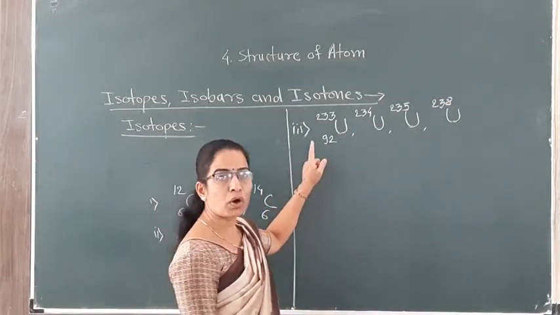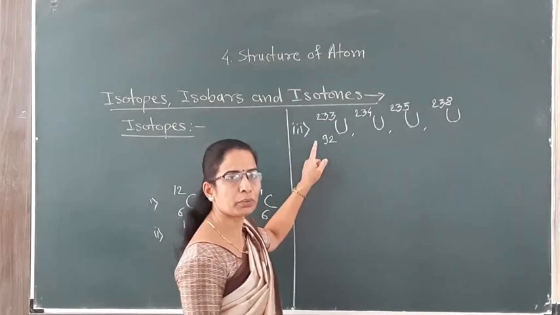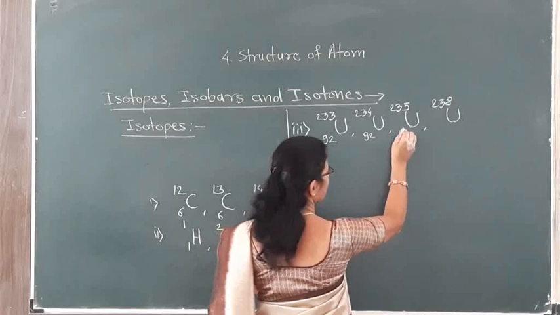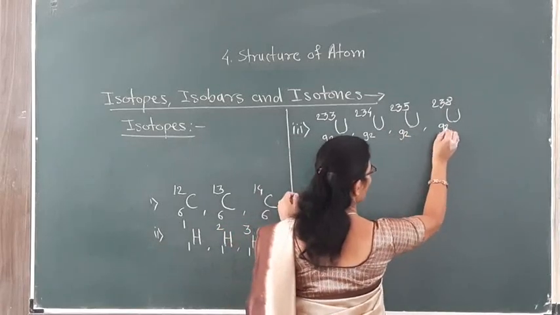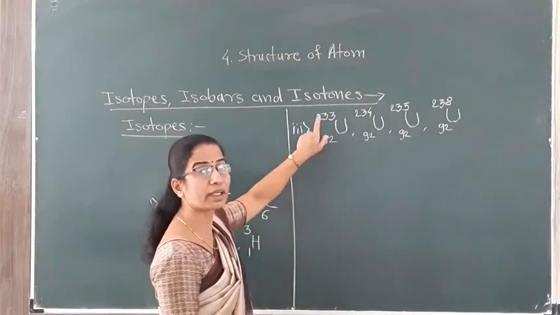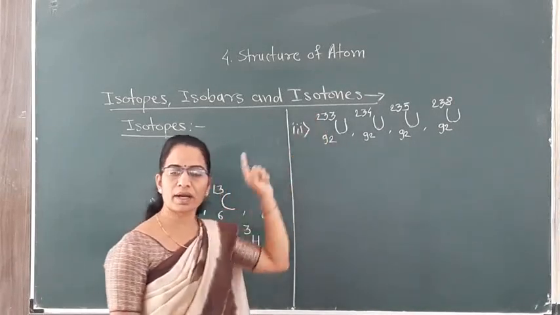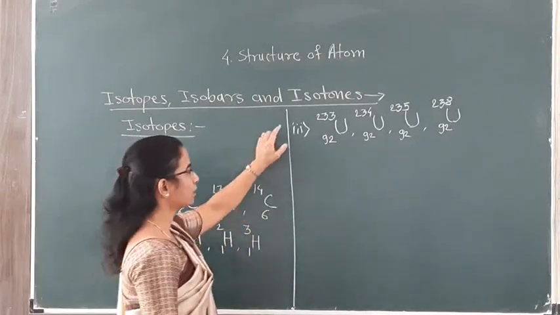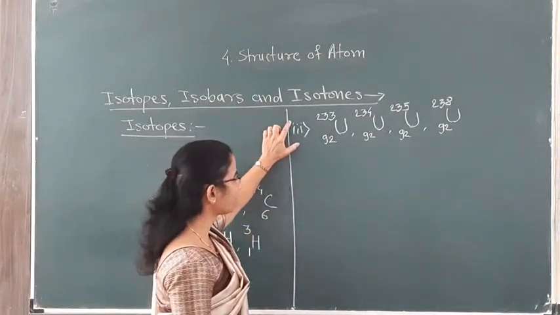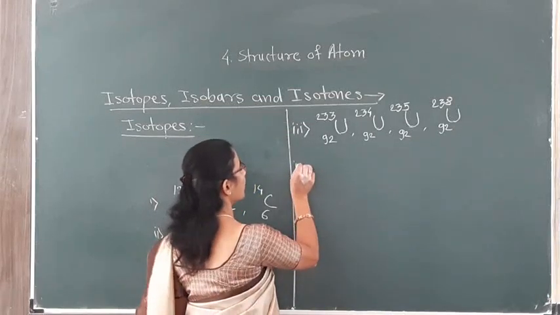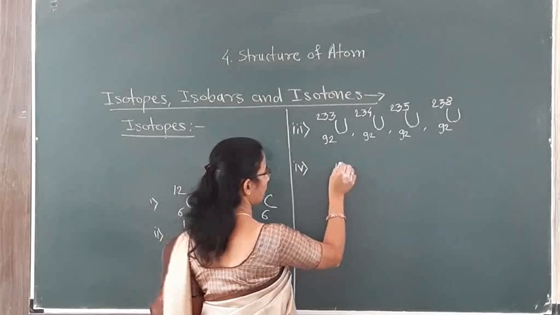Any atom of the same element always possesses the same atomic number. Remember, if you take any atom of the same element, it will have the same atomic number, but it may possess a different mass number. If the mass number is different, then those atoms are named as isotopes of that element. See the fourth example.